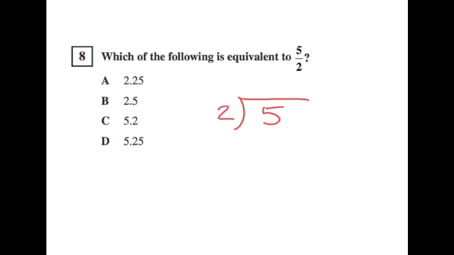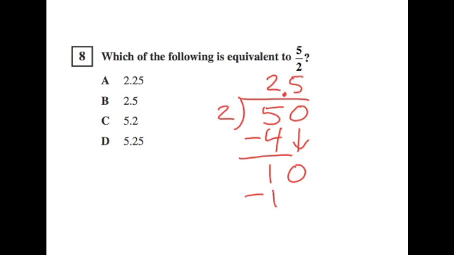2 goes into 5 2 times. That's 4 with a remainder of 1. I have to keep it going. Add a decimal point. That means I could add a 0. 2 goes into 10 5 times. And I am done with this problem. My answer is 2.5 or B.